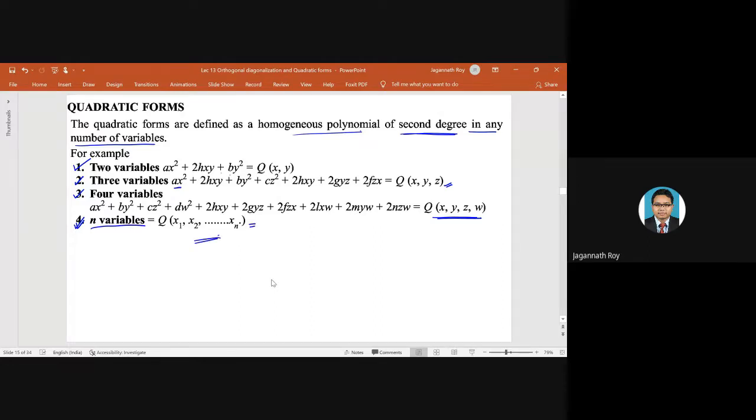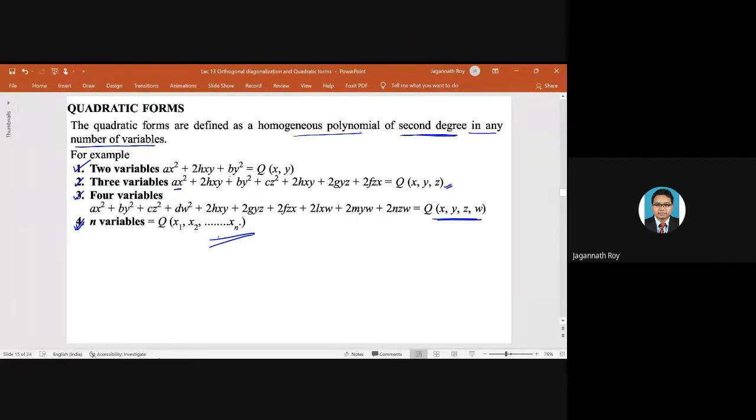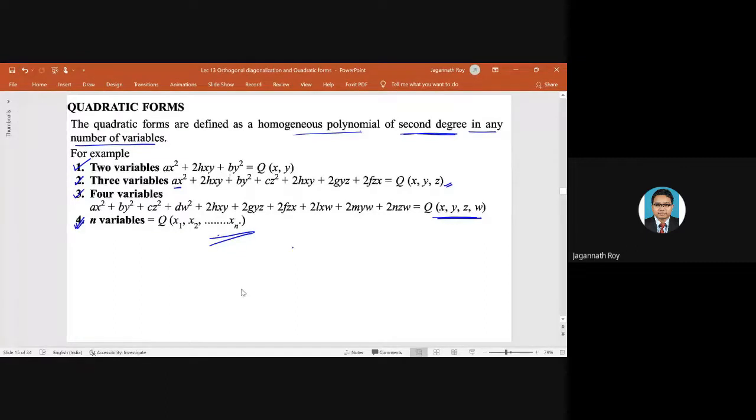So quadratic forms are actually homogeneous polynomials of second degree. Now these will also be helpful if you want to find the minimum or maximum of q(x, y). So when we discuss the calculus portion, then you will find that these quadratic forms are also useful there.